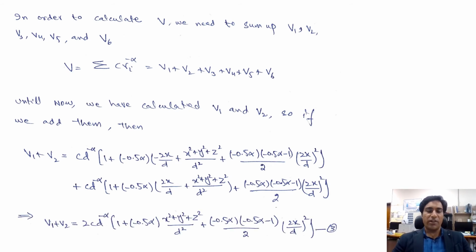After simplification we will get V1 plus V2 is equal to 2c d minus a into 1 plus minus 0.5a into x square plus y square plus z square over d square, plus minus 0.5a into minus 0.5a minus 1 over 2 into 2x over d whole square.